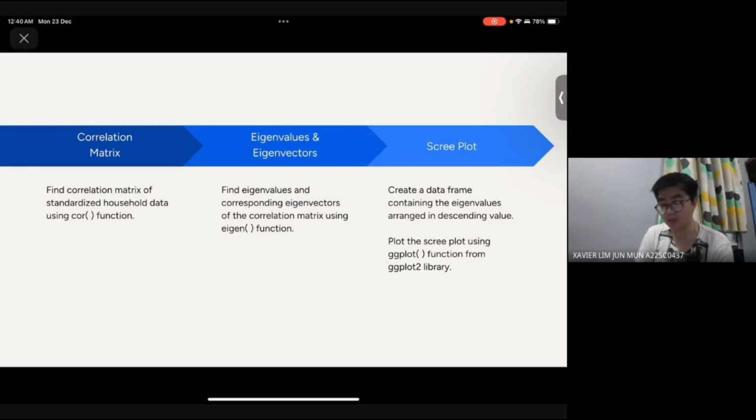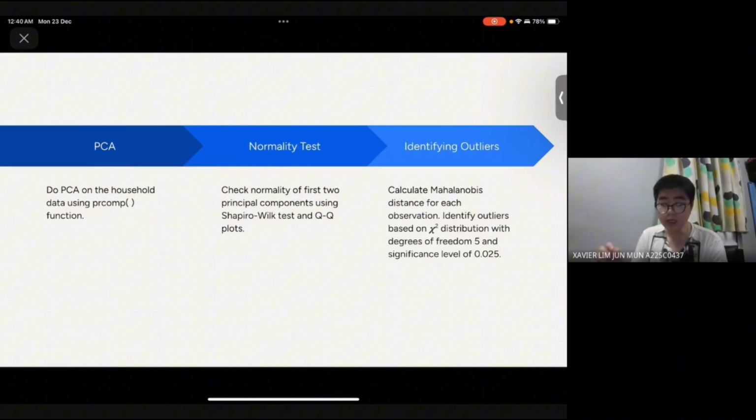We plot the scree plot using the ggplot function from the ggplot2 library, which we loaded and attached at the very beginning of the coding. The scree plot is significant to determine the dimensionality reduction, which relates to the steps later on. Consequently, we perform the PCA, Principal Component Analysis, on the household data using the prcomp function. We then print out the result for further analysis and understanding. Subsequently, we undergo the normality test of the retained principal components after observing and analyzing the scree plot earlier.